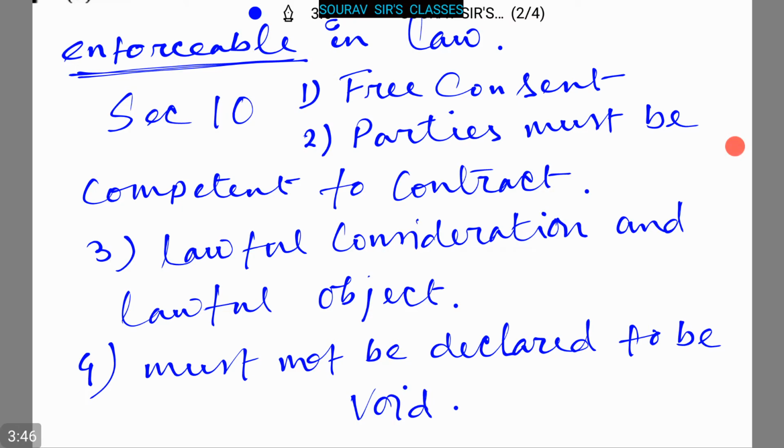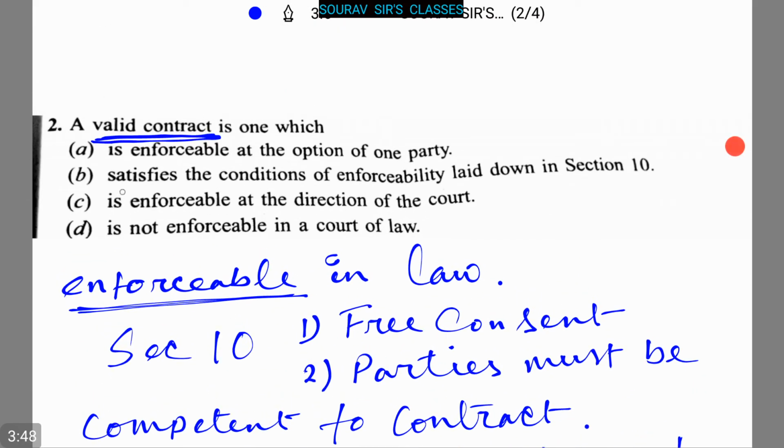So here it satisfied our option B, that is satisfied the conditions of enforceability laid down in section 10. So option B is our answer.